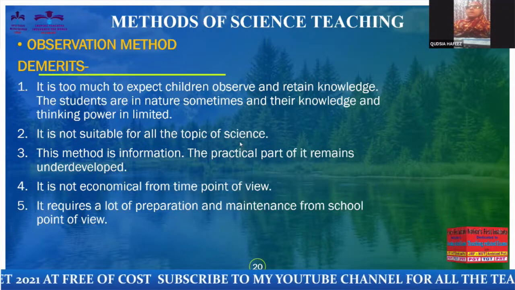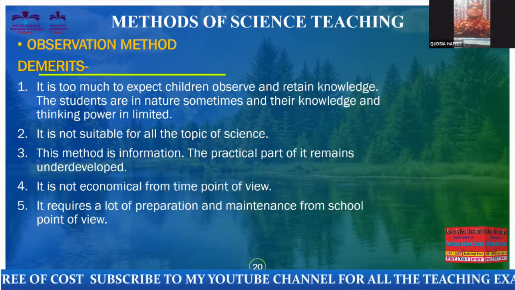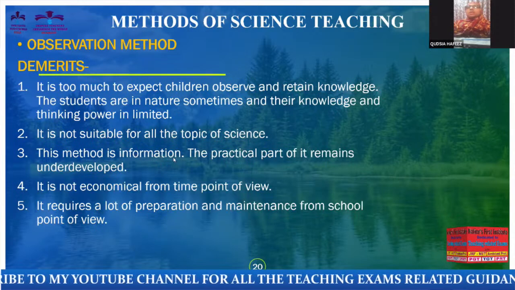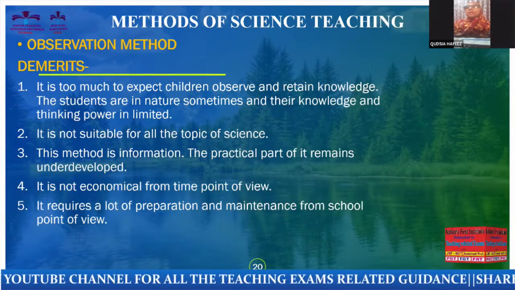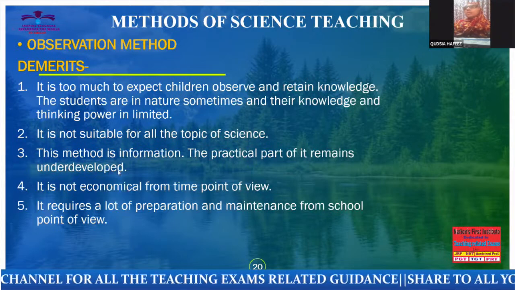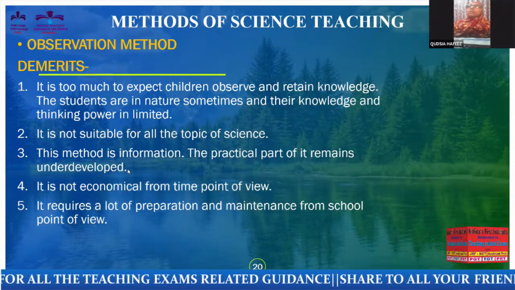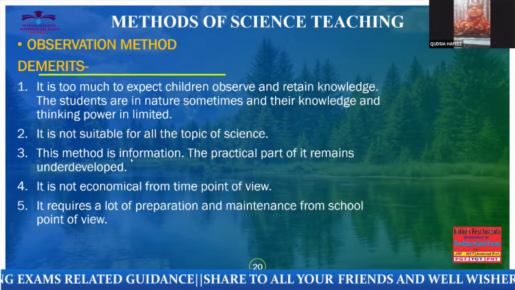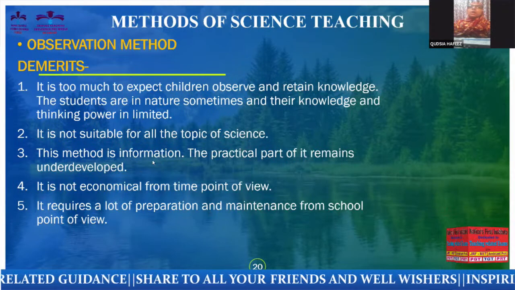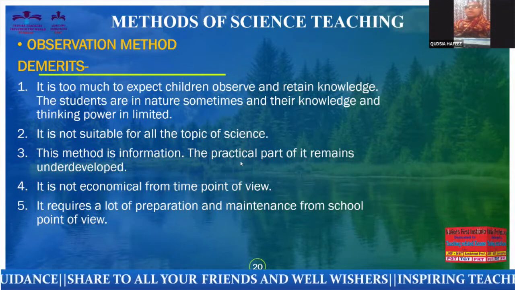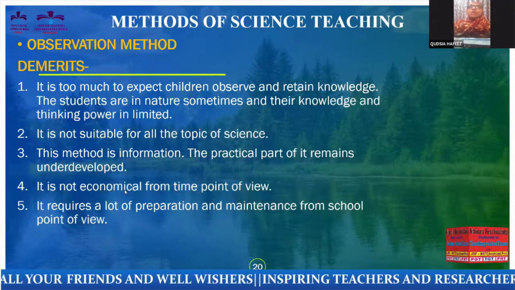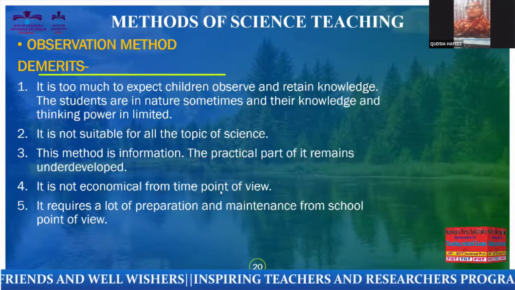Only a few topics or experiments or activities we can do through the observation method, and this method is information based. We can just try to pick up the information, but the practical part remains underdeveloped. So we cannot have all the development of scientific skills while we undergo the observation method. We can just acquire the information out of it, but we cannot have all the practical skills in science developed.